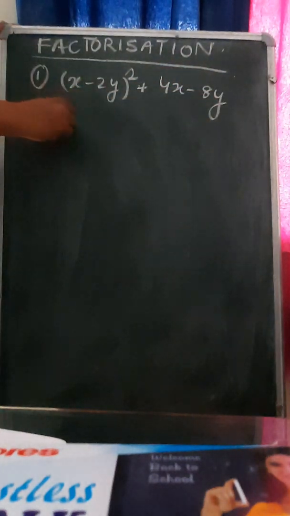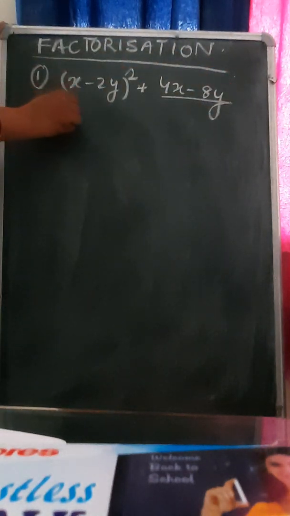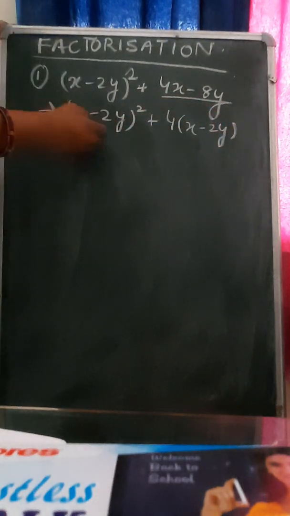Today also we discuss some questions of factorization. Some questions like number 1: (x minus 2y) whole square plus 4x minus 8y. In this type of question, children, first we take the common. So what I can write 4x minus 8y as, you can see, it is (x minus 2y) whole square plus 4(x minus 2y). So how you can segregate?